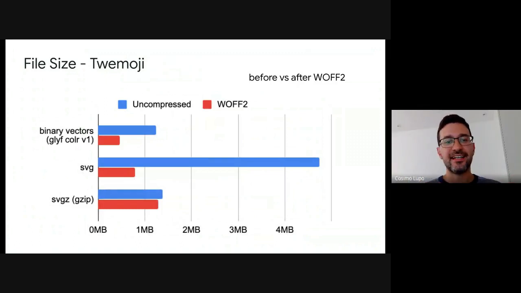The conclusion is that whether compressed or not, the Color V1 is smaller than either the bitmap or the text kind of vector as in SVG. And after WOFF2 compression it becomes very exciting. So we are pleased with the result. Next slide.